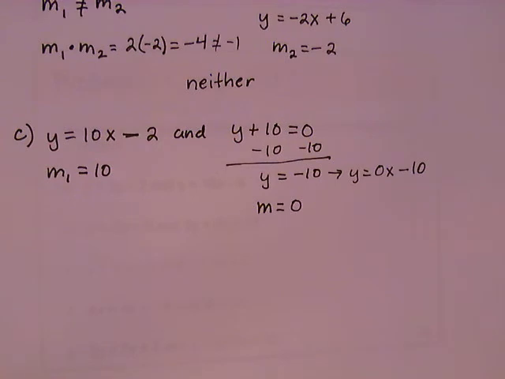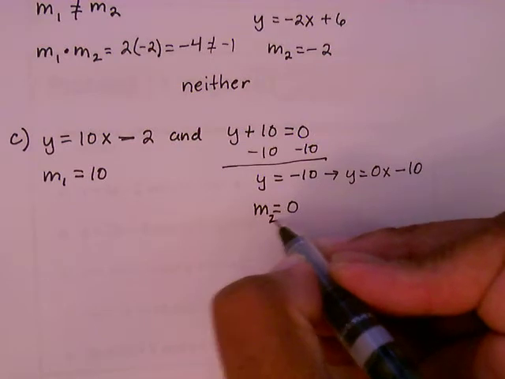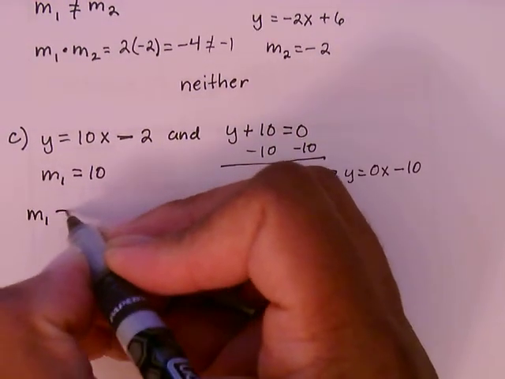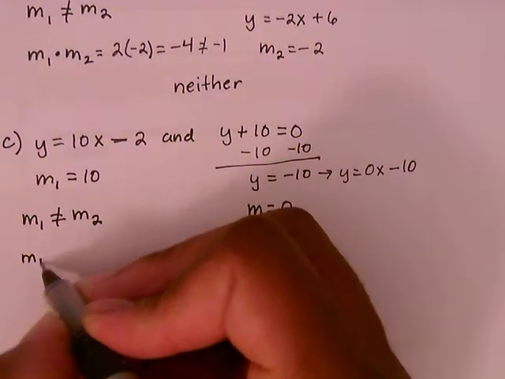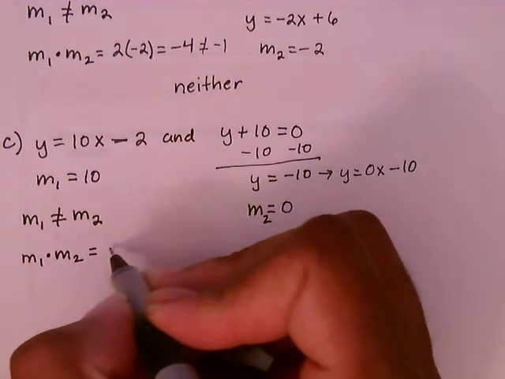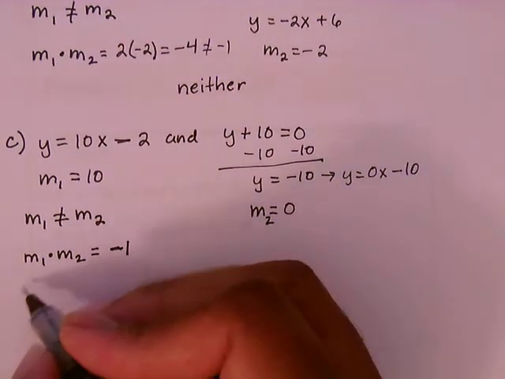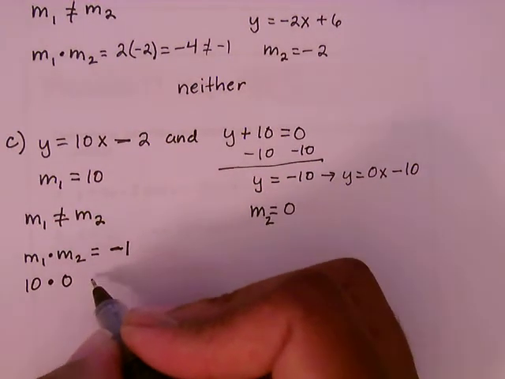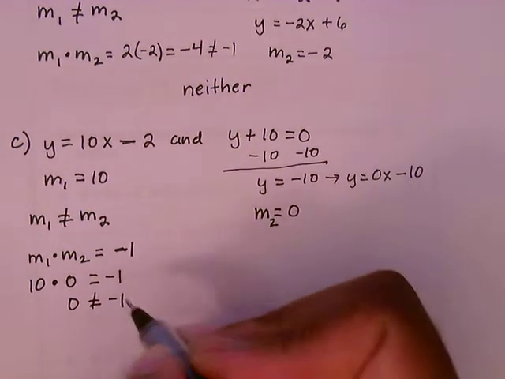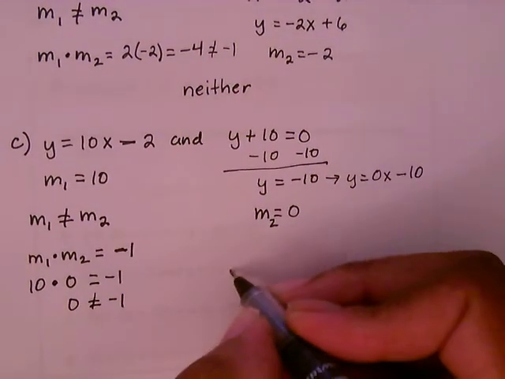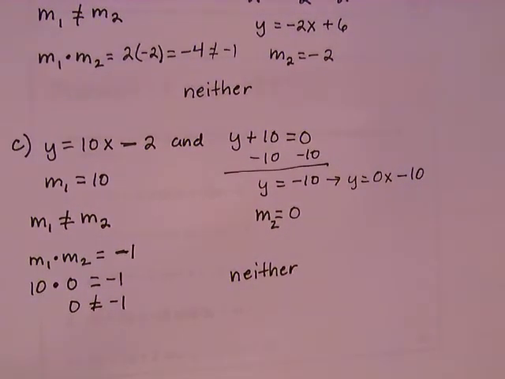Now I need to determine whether they're parallel. Well, you can see that m1 and m2 are not equal to each other. So they're not parallel. What about the product of the two? It must equal negative 1. Well, m1 is 10 and m2 is 0, but 10 times 0 is 0. That's not equal to negative 1. So again, it's neither parallel nor perpendicular.